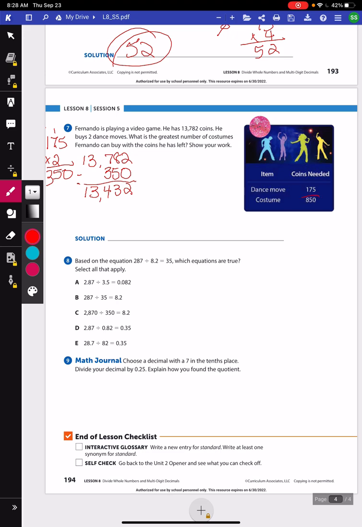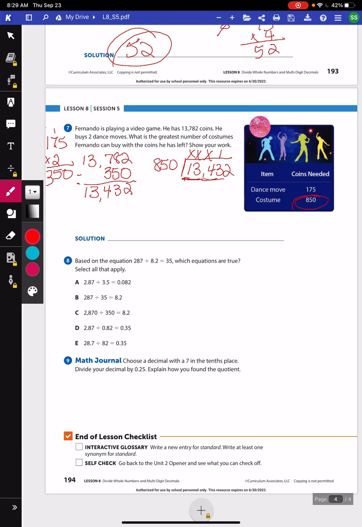So each costume costs 850 coins. So we're going to take his total amount, 13,432, and we're going to divide it by 850. All right, so can 1 answer the door? No. Can 13 answer the door? No. Can 134 answer the door? No. Can 1,343 answer the door? Yes. 850 can go into 1,343 one time.